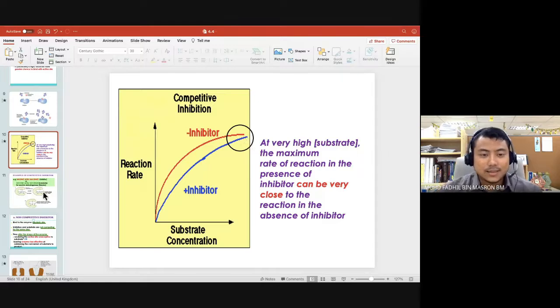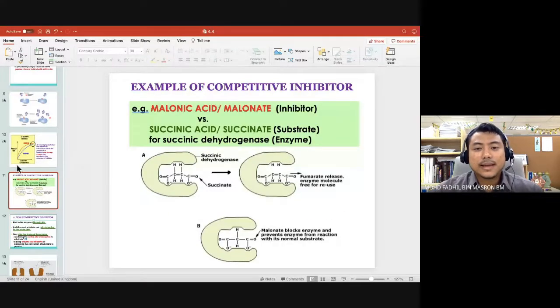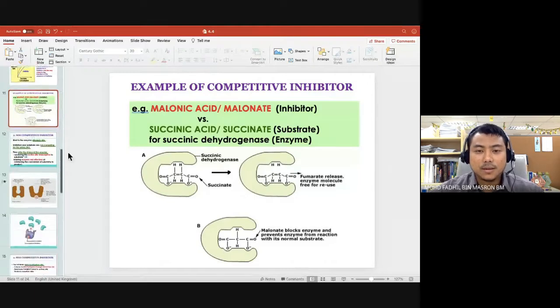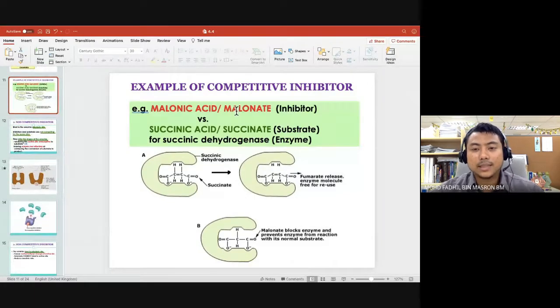Gitu. Okay. So this is an example of competitive inhibitor, malonic acid ataupun malonate is being as the inhibitor versus the succinic acid ataupun succinate, which is the substrate untuk enzimnya succinic dehydrogenase. Macam tu lah, kita nampak gambar aja lah. So this is the enzyme succinic dehydrogenase. We have the succinate and then succinate yang bind. So bila fumarate release, so basically ni adalah exact detail lah, cuma nak tunjukkan gambar rajahnya sahaja.